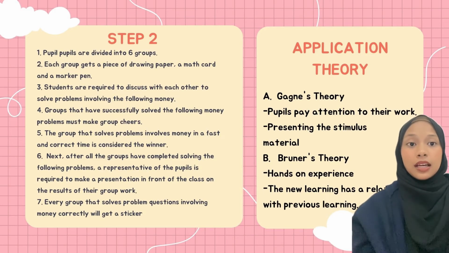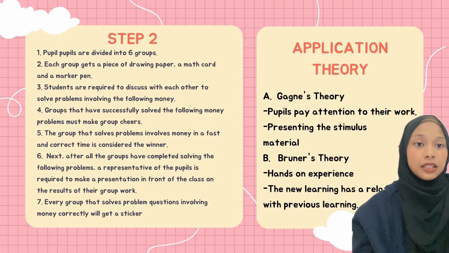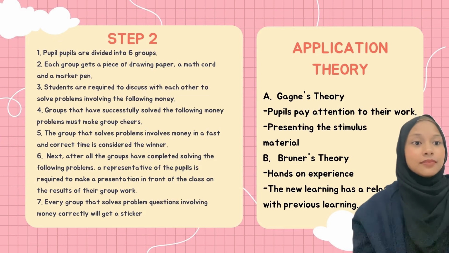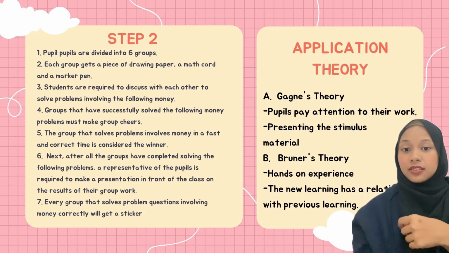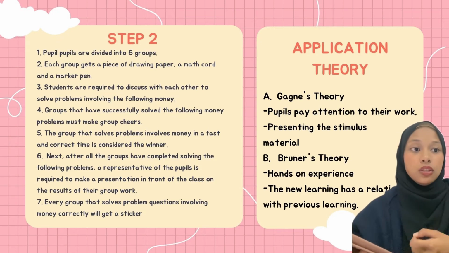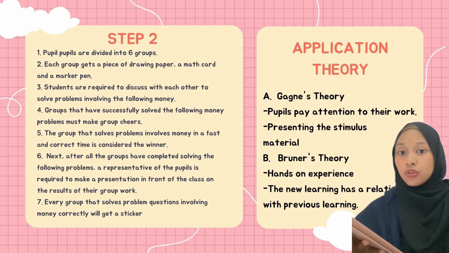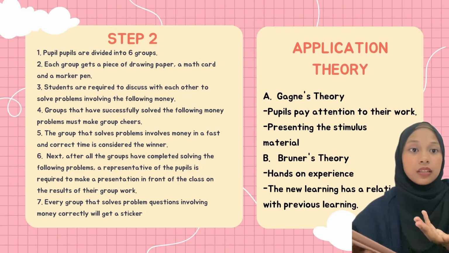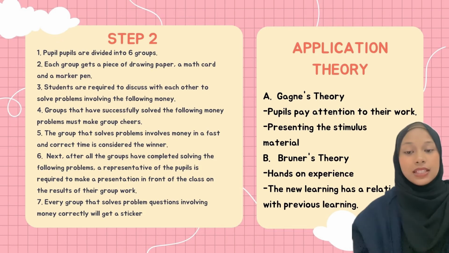So from this step, the application theory that applies is Gagne's theory. It shows when people pay attention to their work and present their stimulus, for example, their work. And next, Bruner's theory is when they get hands-on experience when they write and try to do the problem together in the groups, and also the new learning has a relationship with previous learning. And it's shown when the teacher gives them the card and they try to solve it together.